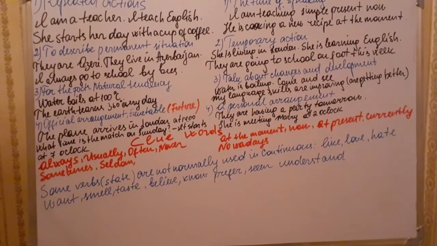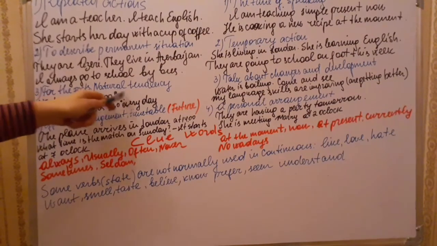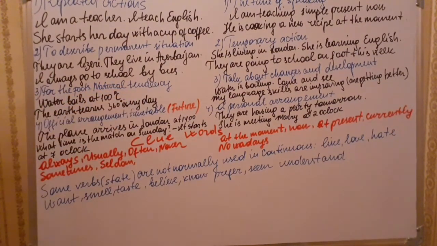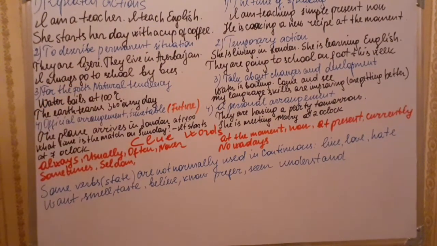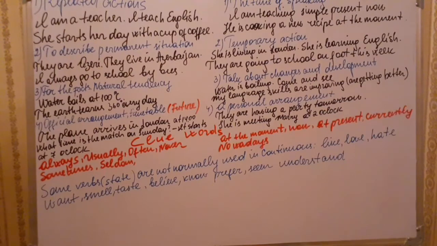So the next rule for using the present simple tense form is for facts and natural tendencies. What is a fact? A fact means that you can't have any effect on changing this thing. This is a fact. You are not able to change anything. Water boils at 100 Celsius degrees. So water boils. I can't do anything in order to alter it, in order to change it. It is just a fact.